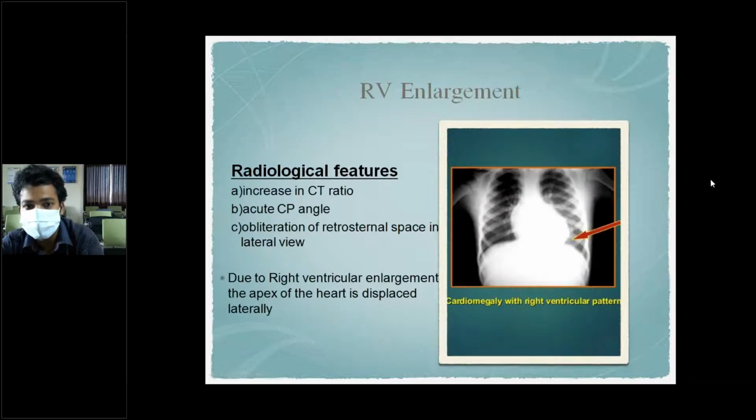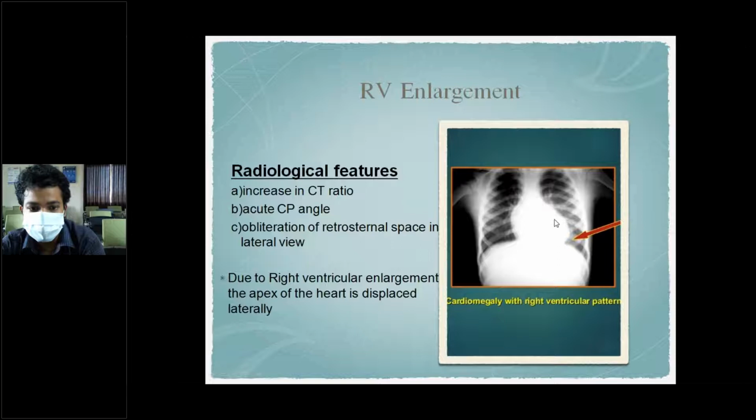Coming to the right ventricular enlargement, the radiological features on chest radiograph which help to assess it are an increase in the cardiothoracic ratio, which we have seen before, and an acute cardiophrenic angle. This is the acute cardiophrenic angle shown by the red arrow, and obliteration of the retrosternal space laterally, which we will see in the next slide.